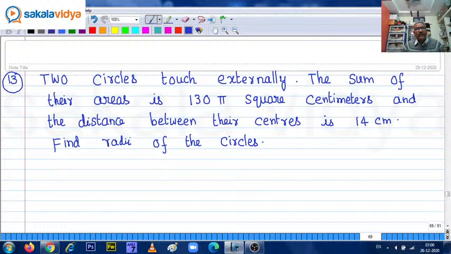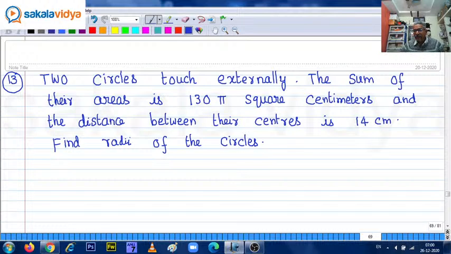If you are able to understand the problem, easily you can solve it. This problem is related to circles. The circles touch externally, and the sum of their areas is given, that is 130 pi square centimeters, and the distance between their centers is given, that is 14 centimeters, and then we need to find the radii of the two circles.